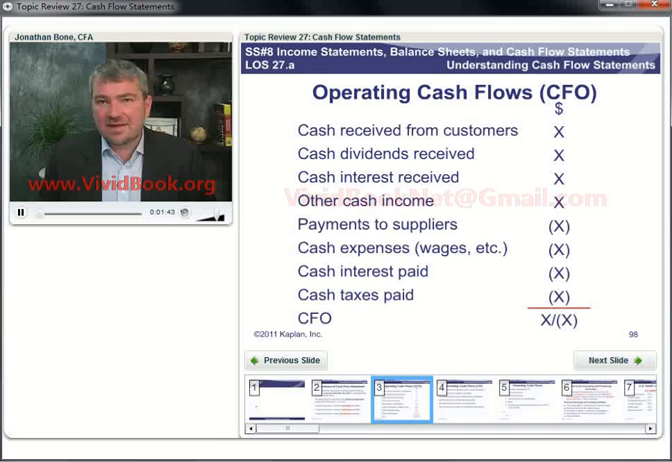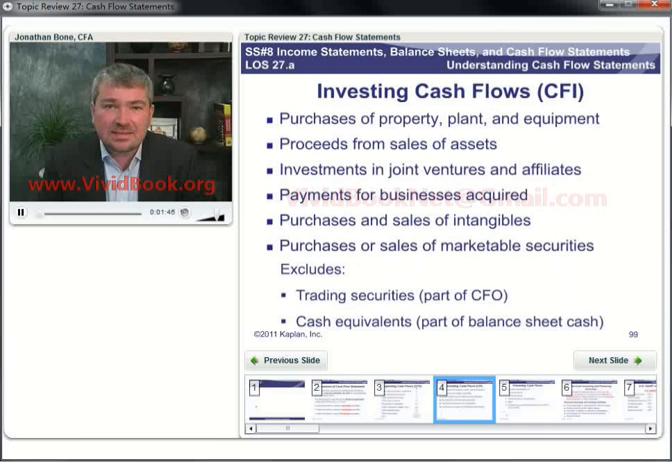Cash flow from investing is really any cash spent acquiring our long-lived assets and any cash received on the disposal. So typically it's going to include cash spent on PP&E, cash spent acquiring equity and debt in joint ventures, affiliates, cash spent acquiring subsidiaries, i.e. businesses acquired. It also includes the cash spent on certain marketable securities.